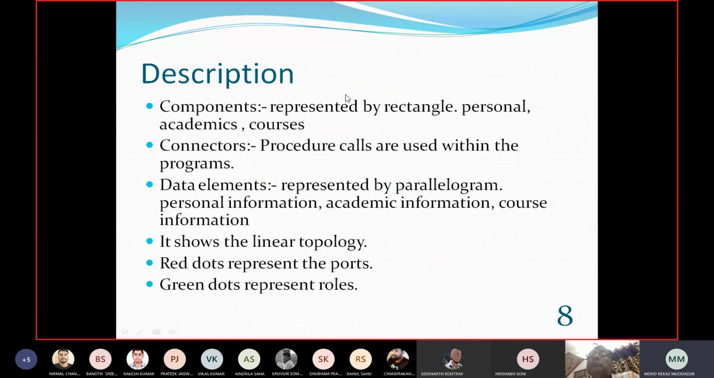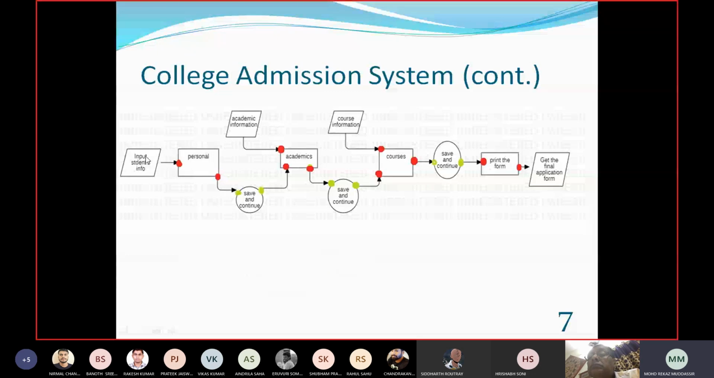So these are the components in my system which are represented by the rectangle: personal, academics, courses, and connectors. As I've told, we have used the procedure call connector. There are six types of connectors. We have used this procedure call connector, which is a very simple connector. And the data elements are represented by the parallelogram, which are like our personal information.